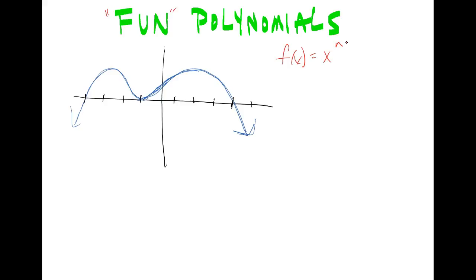So this could be x to the first, which you've done before. Those are just lines. X squared, those are polynomials. X to the third, fourth, fifth, and so on and so forth. And they can do interesting things when you sketch them out.